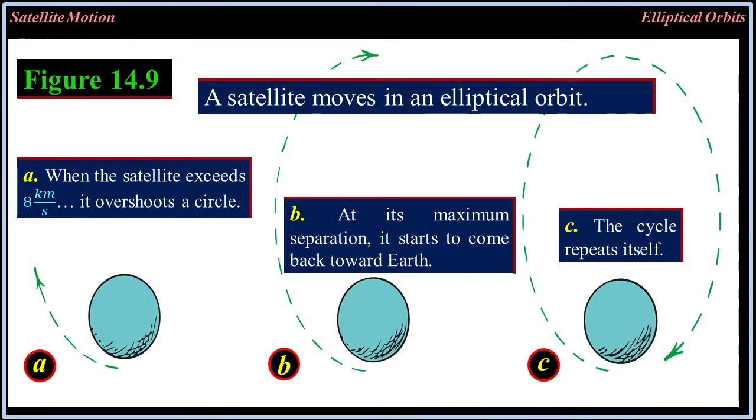Figure 14.9, a satellite moves in an elliptical orbit. A. When the satellite exceeds 8 kilometers per second, it overshoots a circle. B. At its maximum separation, it starts to come back towards Earth. And C. The cycle repeats itself.